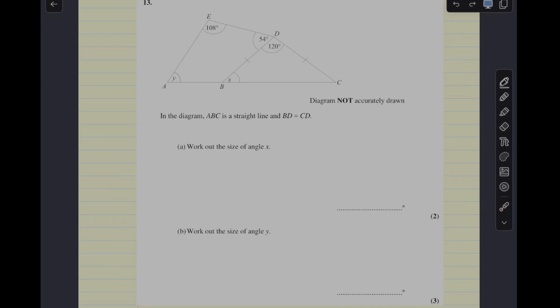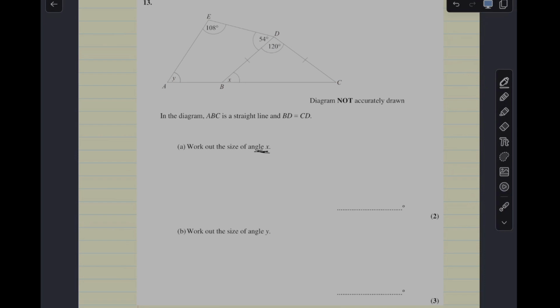So we see over here that this is a diagram of two shapes. And we know that ABC is a straight line and that BD and DC are the same length. Knowing that, we can figure out that this over here is an isosceles triangle. So with that, we can figure out the answer to the first question. It says work out the size of angle X.